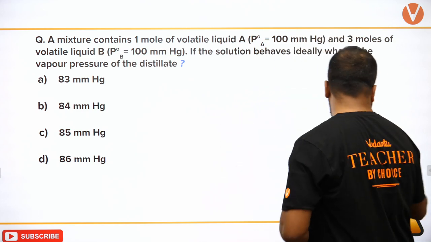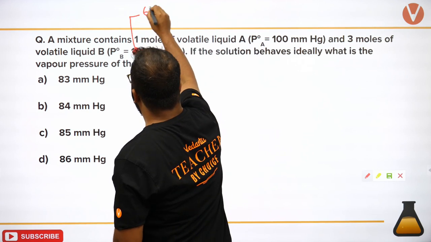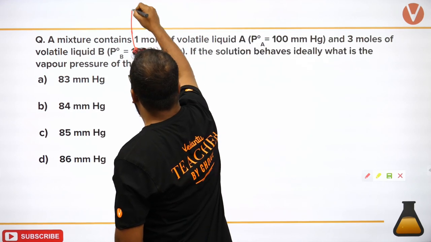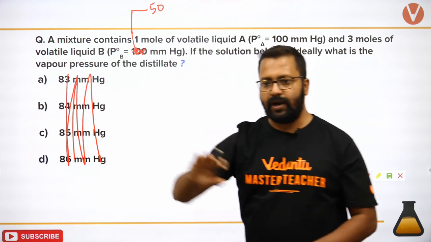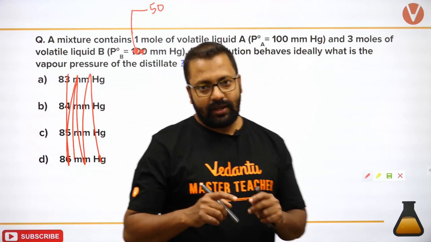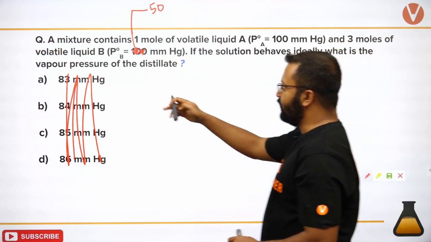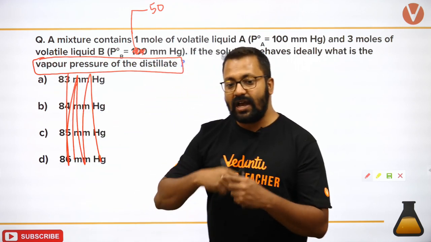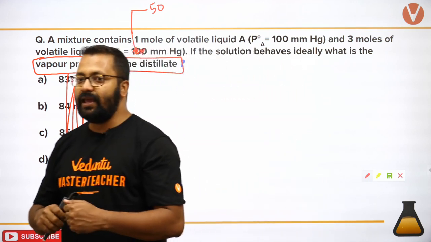नेक्स्ट क्वेश्चन भी इसी डेटा के ऊपर बेस्ड है, एंड अगेन आई एम रिमूविंग दिस. दिस इज 62.5, दिस इज मेड एज इक्वल टू 50. ओके, इग्नोर दिस पार्ट. The question is the mixture is boiled, the solution behaves ideally, then what is the vapor pressure of the distillate? अगर हमने distillate ले लिया, then उसका vapor pressure क्या होगा? Okay, if I take the distillate, then what will be its vapor pressure?